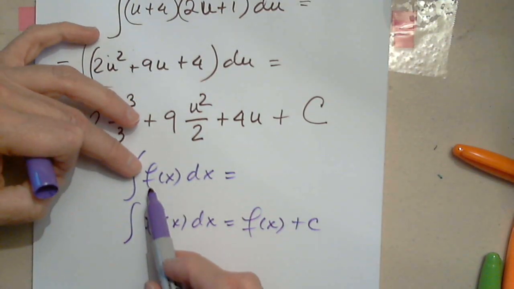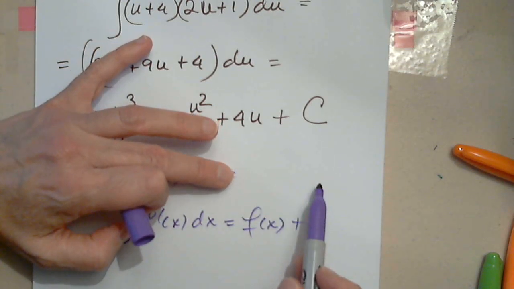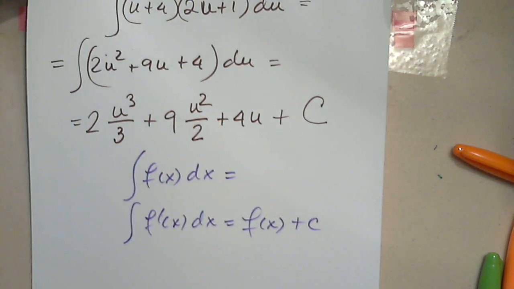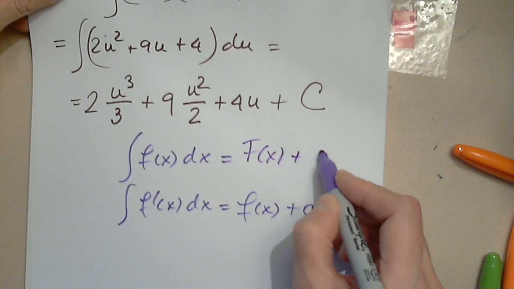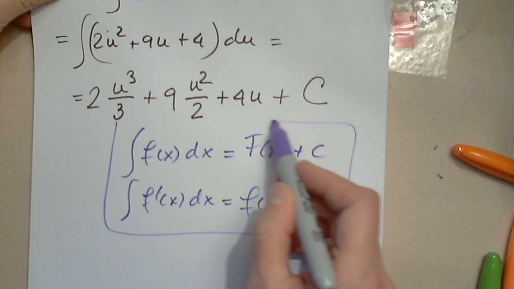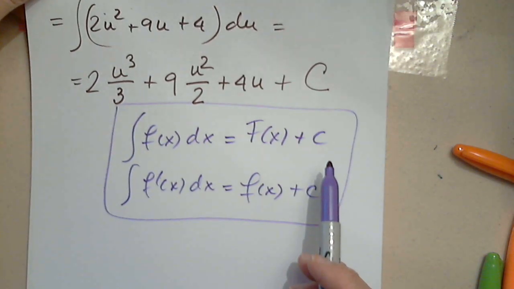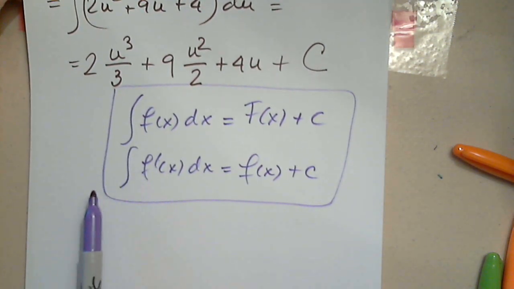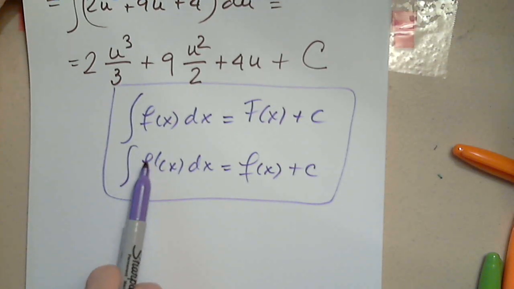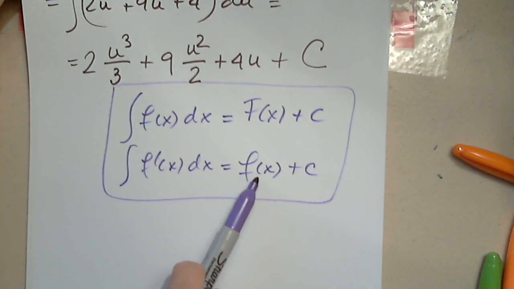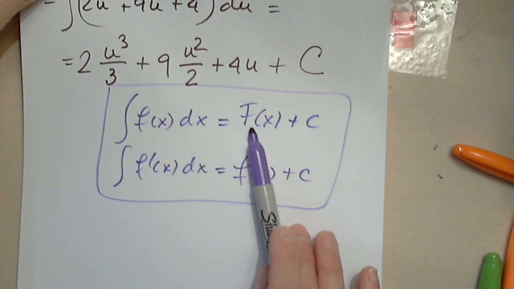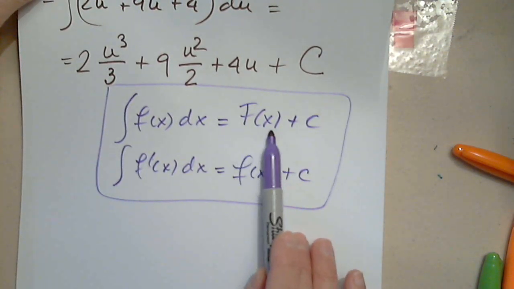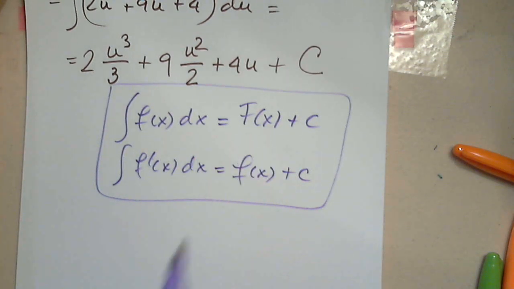But here I'm given f of x. So what would be the notation that we looked at the beginning of 4.9? Well, the answer is the uppercase F of x plus c. So this is very important because this really tells us that integration and differentiation are inverse operations, and we just get the function. Here, when we integrate a function, we get its antiderivative, which is uppercase F. Okay. Any questions?